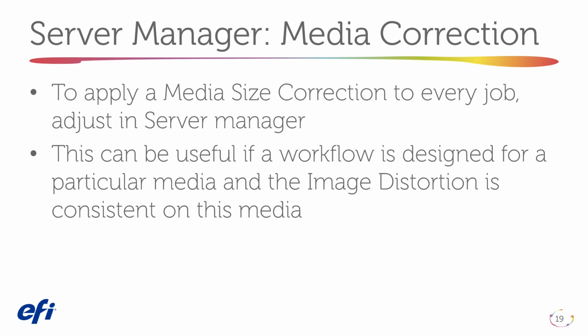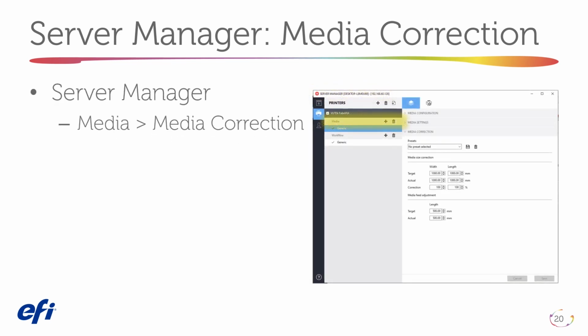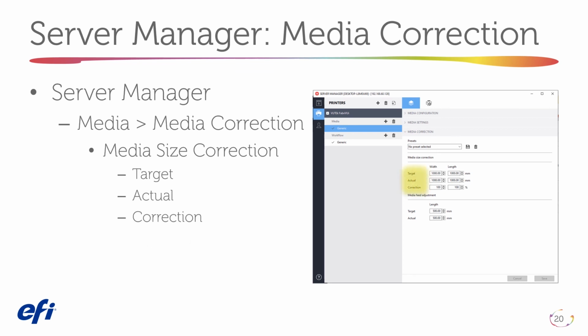Media corrections can be applied to every job by adding the correction to media defined in FabriVU Server Manager. This can be useful if a workflow is designed for a particular media and the image distortion is consistent on this media. To apply media size correction in Server Manager, select Media, then Media Correction found in the Media Settings section. Enter the representative target, actual, and correction values and save.